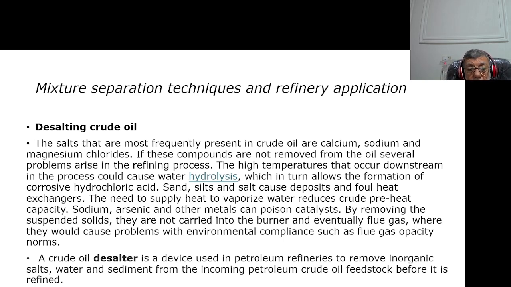So we need to separate this salt. How is it separated? By the desalting process, or by the desalter. The desalter is a vessel or equipment used to remove salt from crude oil.